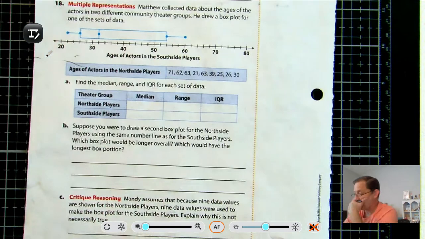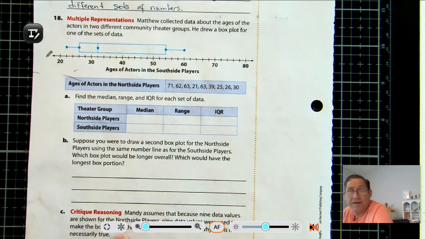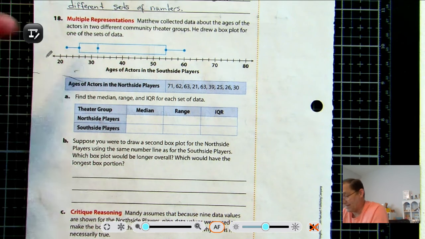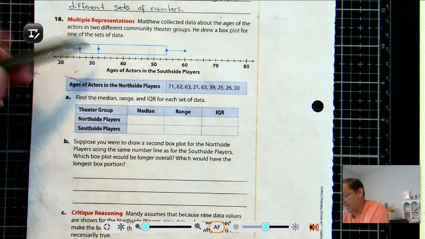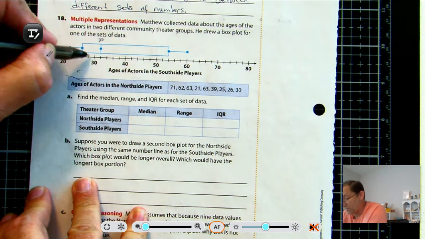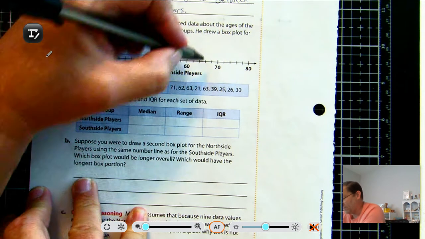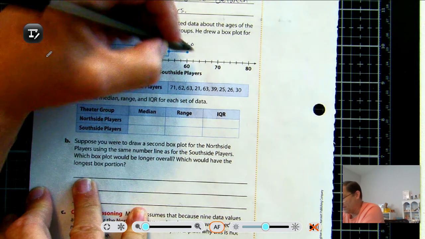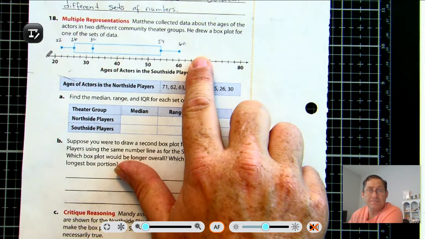All right. 18. So Matthew collected data about the ages of the actors in 2 different community theater groups. He drew a box plot for one of the sets of data. So looking at this, it looks like 32, 34, 36. Each line is worth 2. So it looks like the median was 32. The lower quartile was 26, and the upper quartile was 54. The greatest value was 60, and the least value was 22. So our youngest actor was 22. The oldest actor was 60.